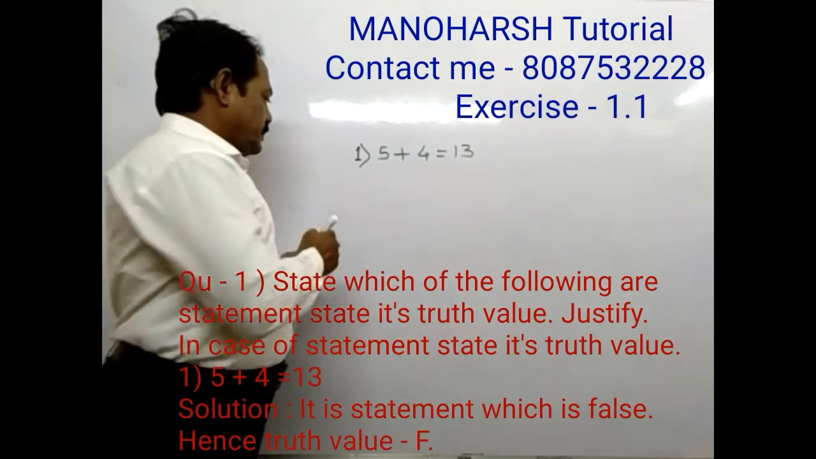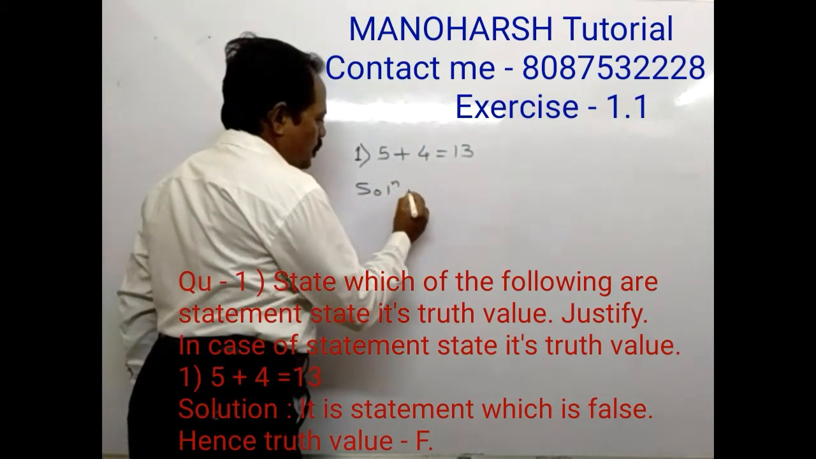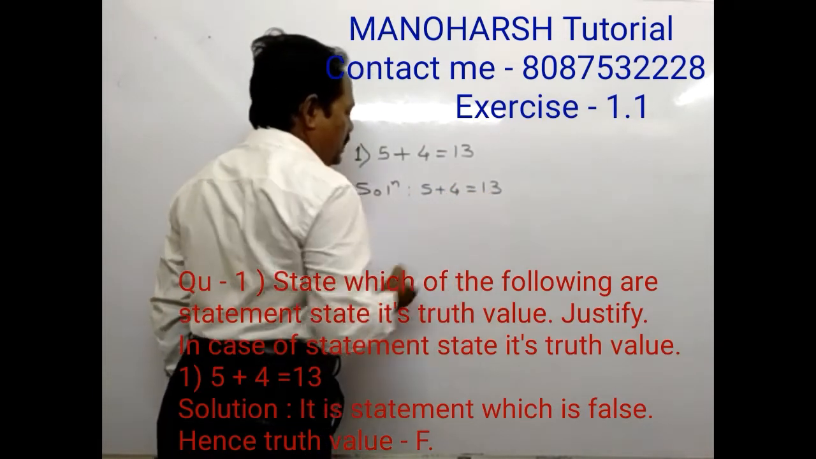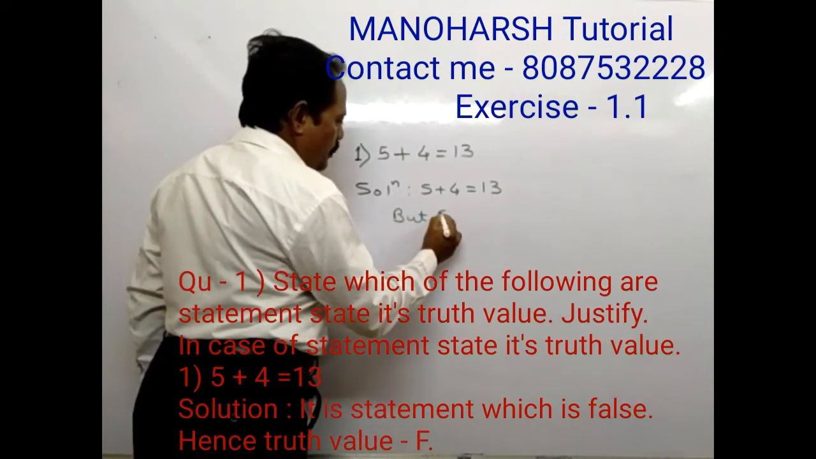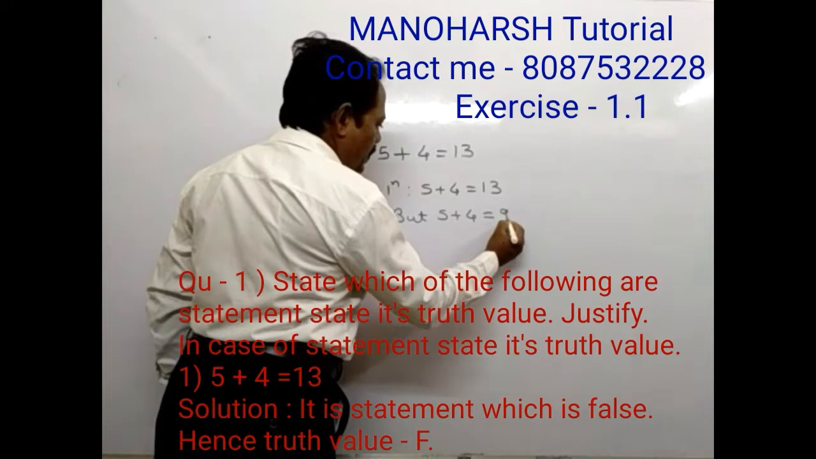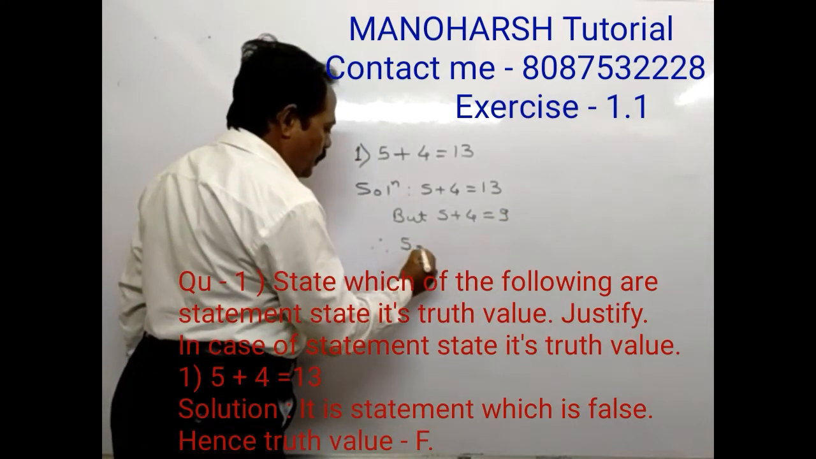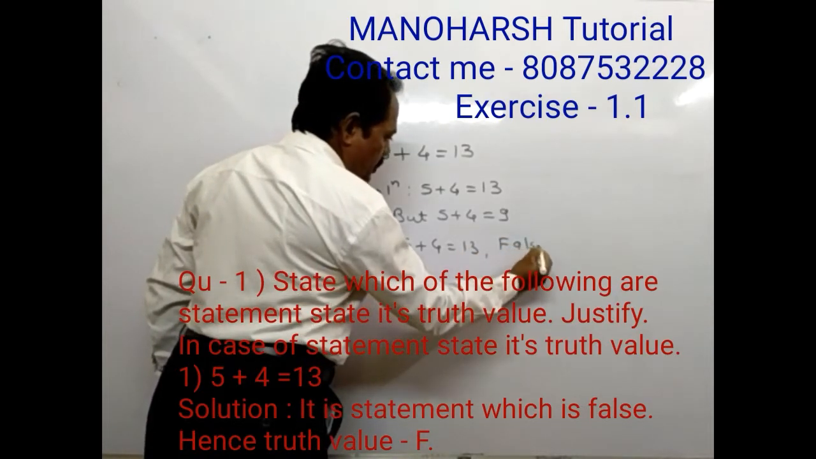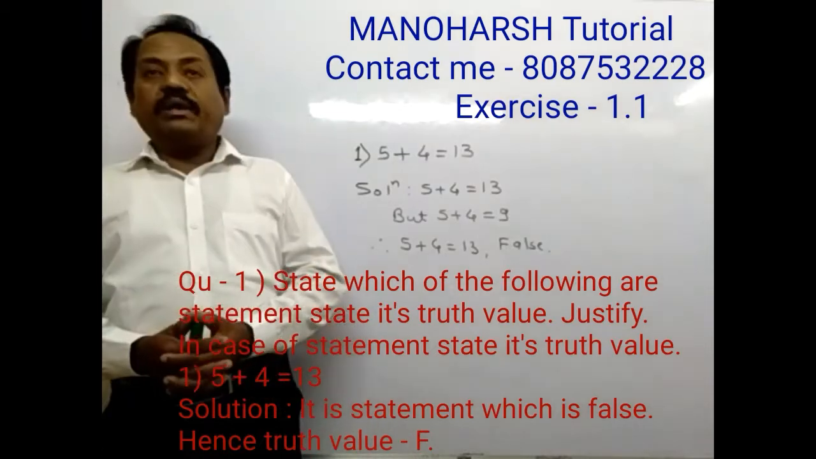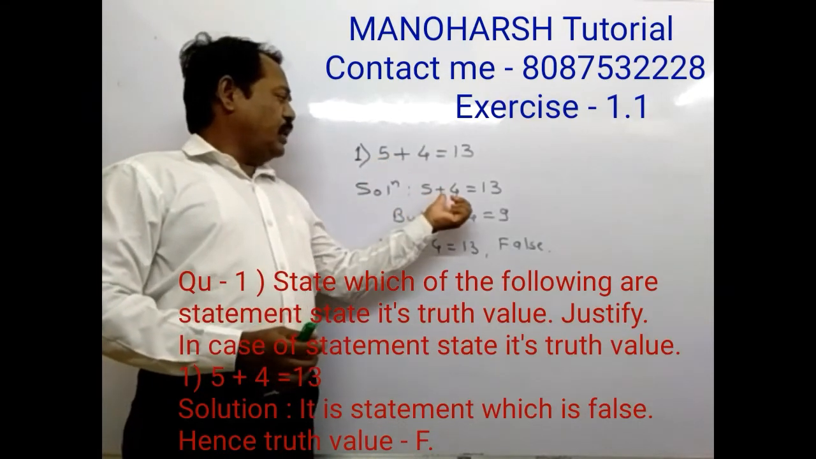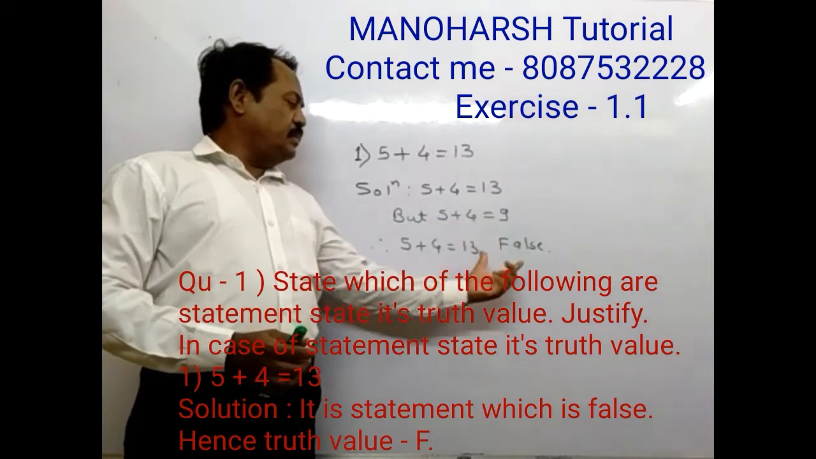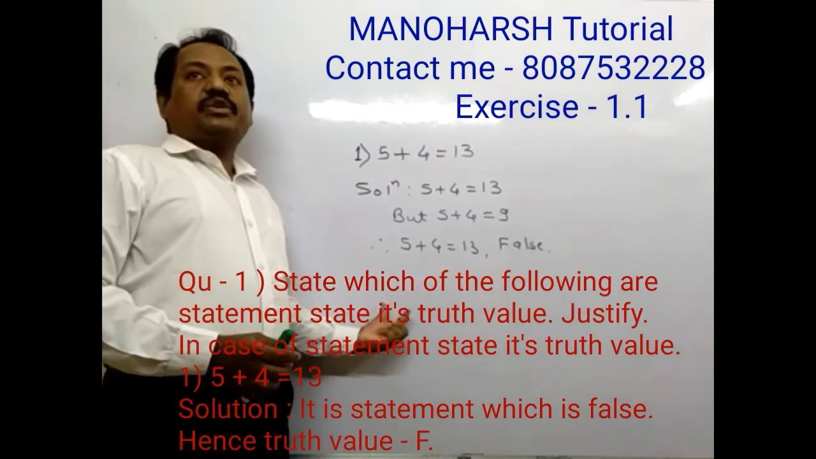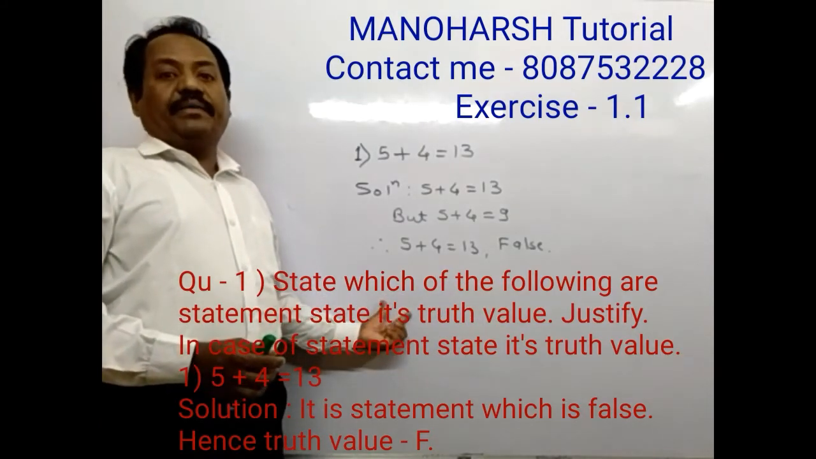Now, 5 plus 4 is equal to 13, यह हमें दिया है. But 5 plus 4 is equal to what? 9. So 5 plus 4 is equal to 13 is false. In this example, it is completely false. So it is a statement which is false. Hence the truth value is capital F.